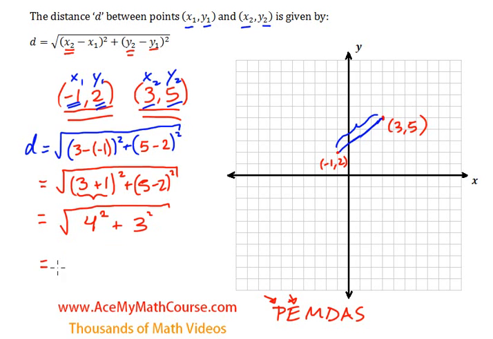Wow, we're almost done. 4 squared is just 4 times 4, which is 16. 3 squared, 3 times 3 is 9. 16 plus 9 is 25. So we have the square root of 25. And what is the square root of 25? It's just 5. So that is the distance between the 2 points.